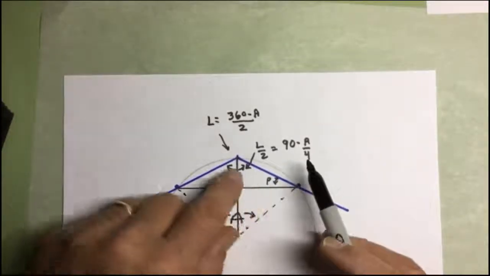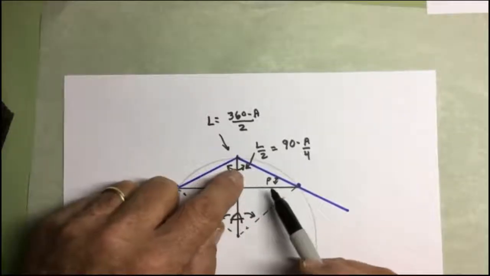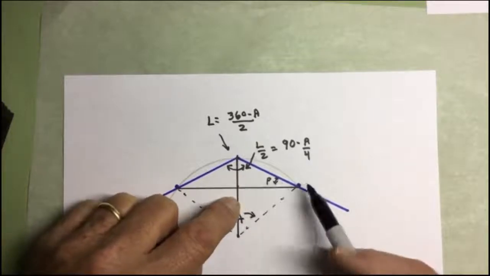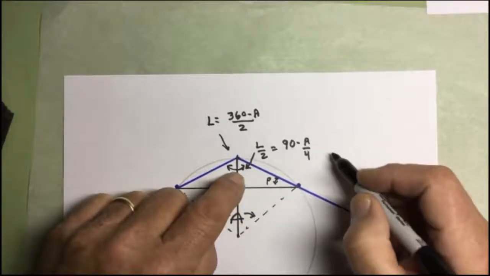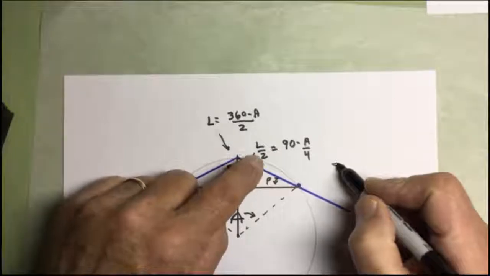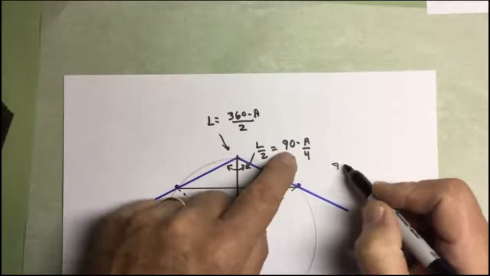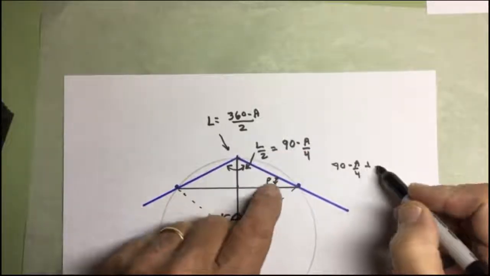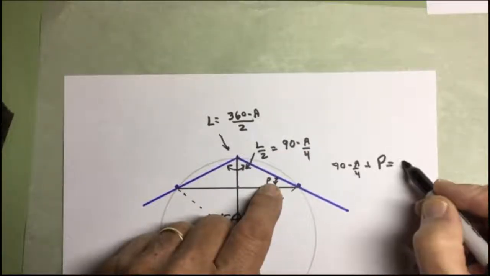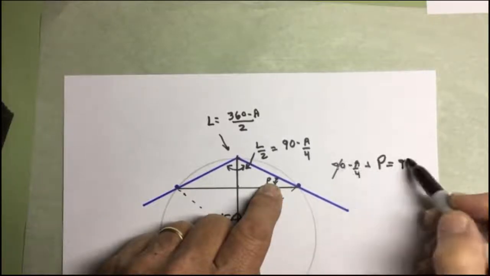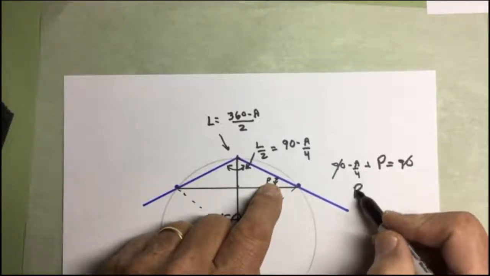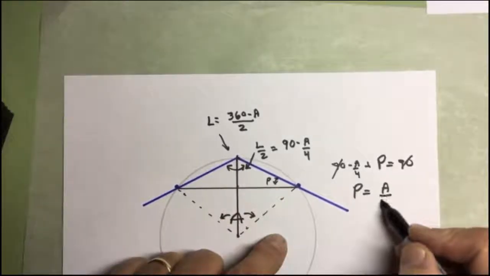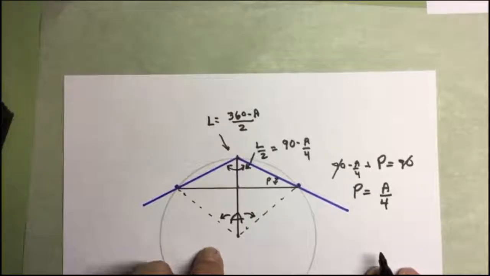We can see that that angle plus half of our long compass angle is equal to 90 degrees because this is a right triangle. So we can say L over 2, which is, simplify this, that's 90 minus A over 4, plus P is equal to 90. And so we can see this cancels out, and we can see that this plank angle is equal to our arc angle divided by 4.